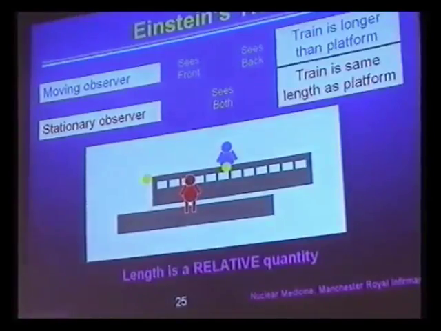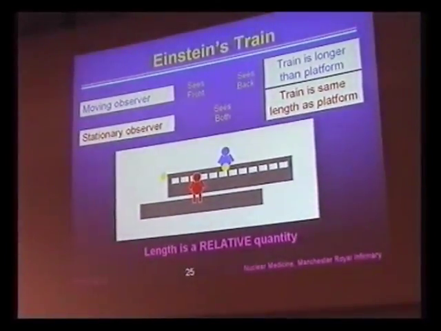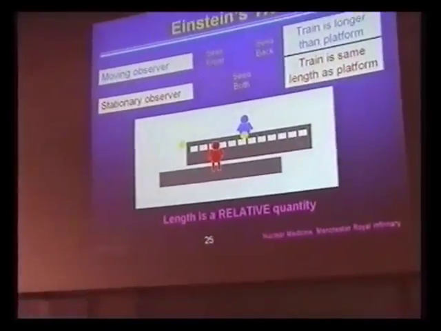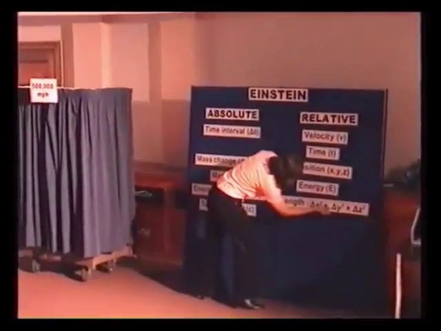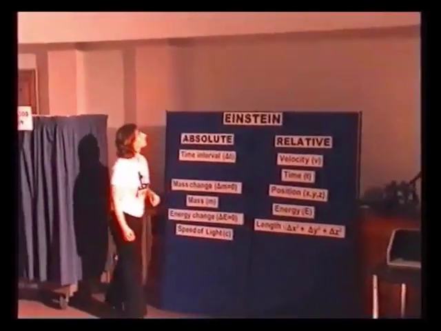So by that logic, the moving observer in blue thinks the train is longer than the platform, but the stationary observer in red sees that the train is the same length as the platform. They disagree about length. So length is not an absolute quantity at all, it's relative according to Einstein. It depends on the observer if the observer is moving. So we have to move it to the relative side of the board.